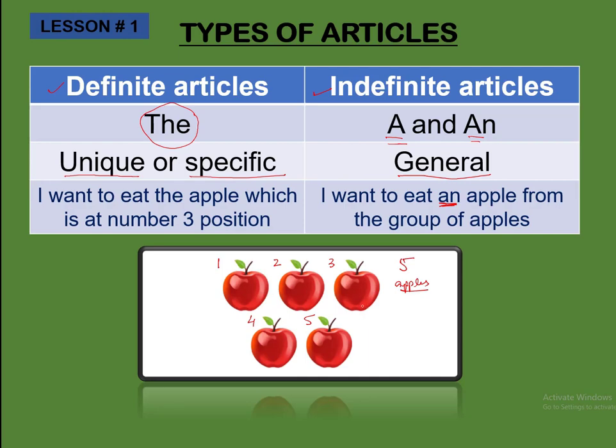It means the statement is general. We are going to eat one of the apples, and it may be of any number. It may be the apple at position number 1, or the apple at position number 3, or the apple at position number 5. So this statement is a general statement, and in this case we use an before apple. Later on I will clear up in which case we will use an and in which case we will use a. Now, this is a general statement, so an indefinite article is used in this sentence.